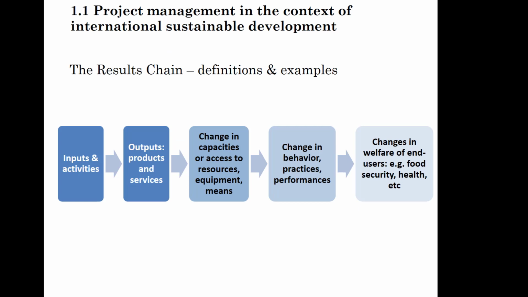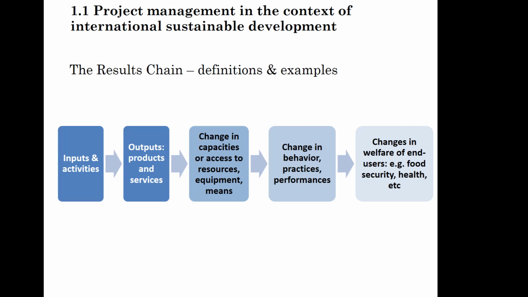Now, summarizing once more the results chain. This sequence of results is called the results chain. We started from the planning phase, looking at the impacts, the goals that we want to achieve. We looked at the outcomes that we need to have to achieve these goals, the preconditions necessary to achieve them. And then we saw which outputs are necessary, which interventions of the project should be in place so that we can achieve these outcomes, and then we plan the inputs and the activities that are necessary to produce these outputs.